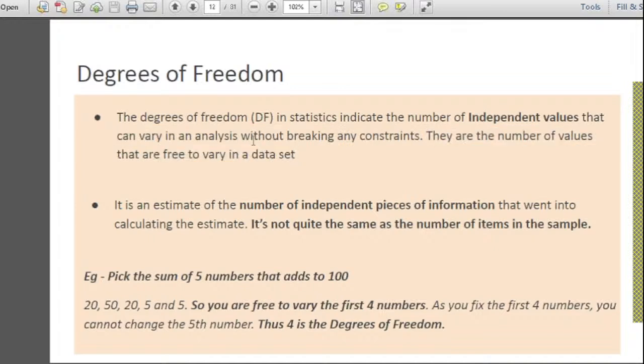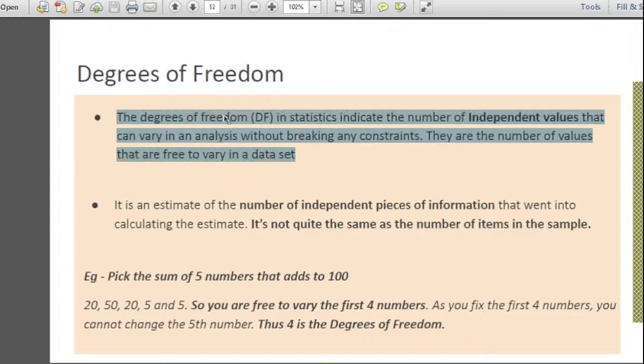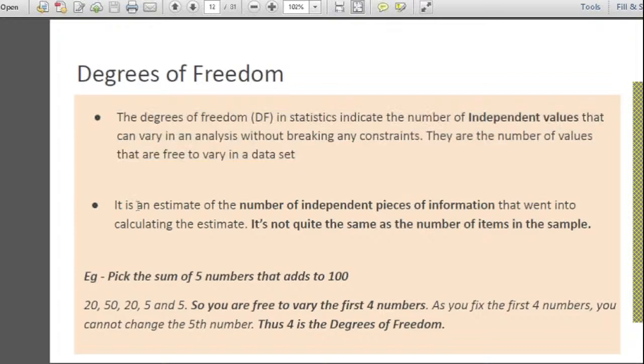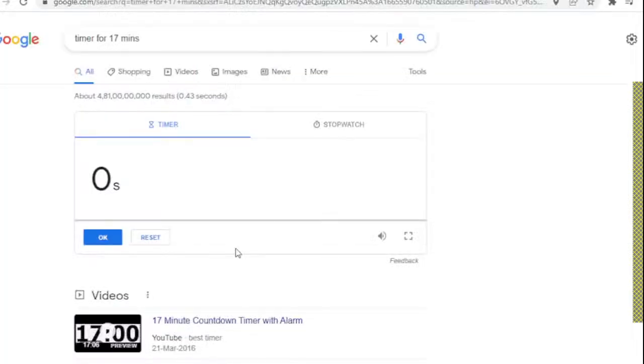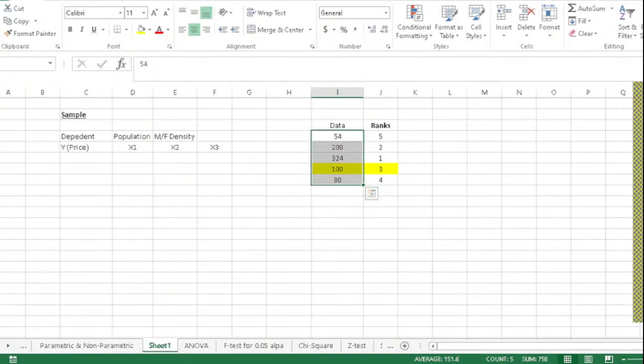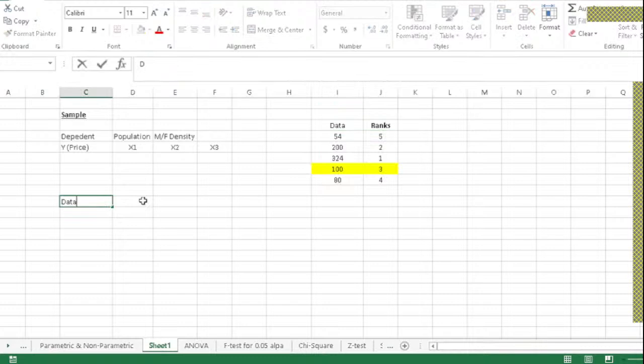Now, what does this mean? Let me discuss degrees of freedom with the help of an example. It is an estimate of the number of independent pieces of information that went into calculating the estimate. It's not quite the same as the number of items in the sample. So let's understand this degrees of freedom. Okay, let's say this is my data.